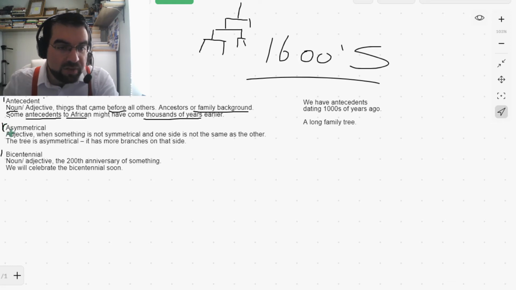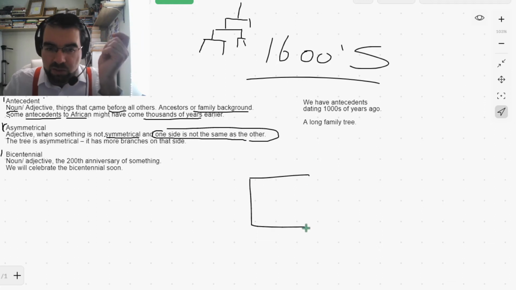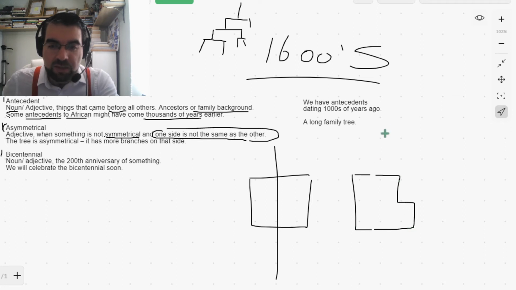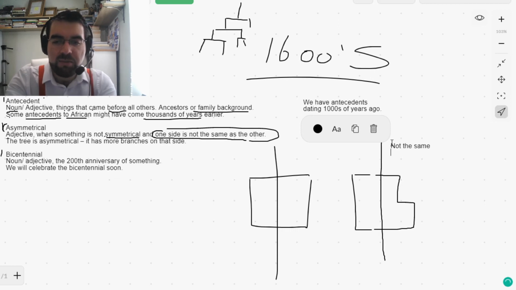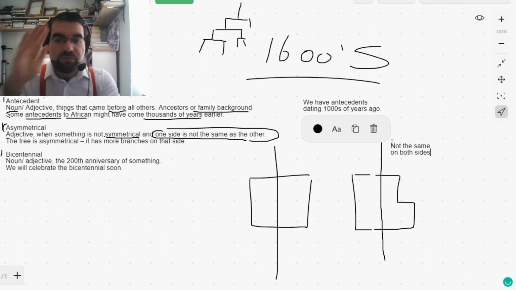So asymmetrical. Adjective, when something is not symmetrical and one side is not the same as the other. So let's have a square, for example. That's symmetrical. There's a line of symmetry. It's the same. But if we say one side is like this and the other side is, say, like this, and suddenly it is not symmetrical, not the same on both sides. Not the same on both sides. Like if you held a mirror, not symmetrical. Yeah.